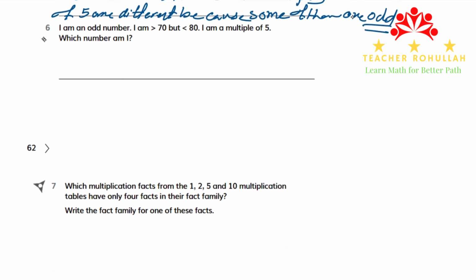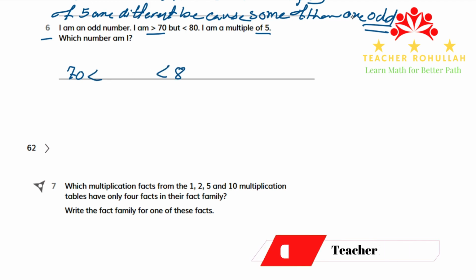In question number 6, it says, I am an odd number. I am more than 70. I am less than 80. I am a multiple of 5. Which number am I? The number is more than 70 and less than 80. What number can it be?